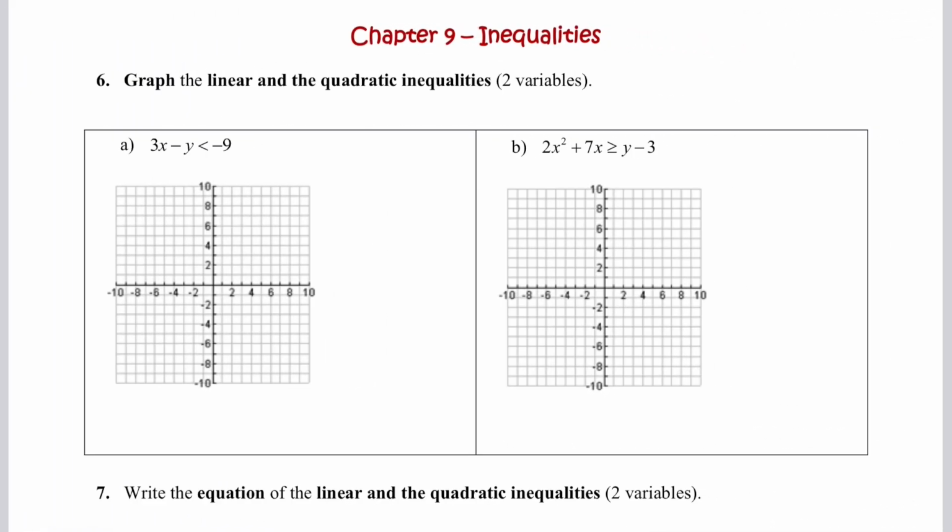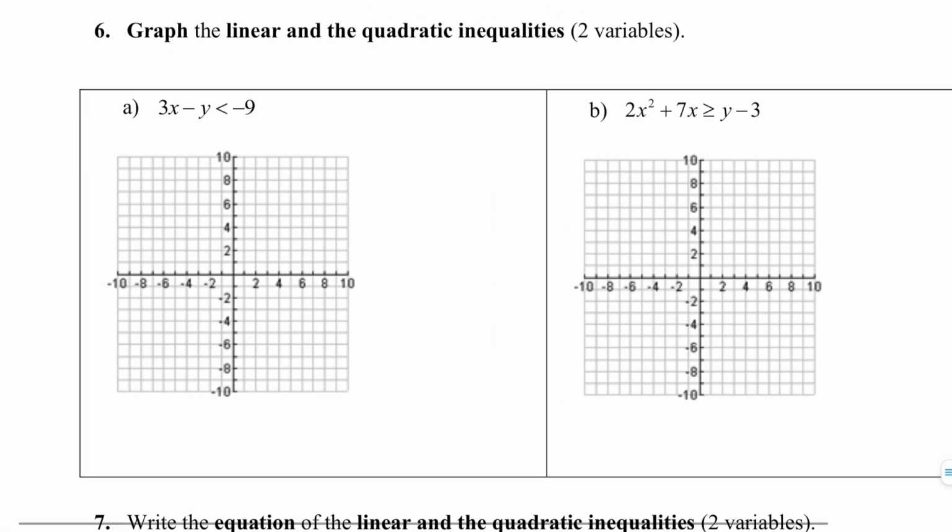Okay, so the first question says, graph the linear and the quadratic inequalities given to you. The first thing you need to do when it comes to linear inequalities is to change the equation into slope-intercept form. The slope-intercept form again is y is equal to mx plus c. So I just need to move my y to the other side, make it positive. Same for the 9 over here. So add y on both sides and add 9 on both sides. Y minus y is 0, 9 minus 9 is 0. So I'm left with 3x plus 9 is less than y.